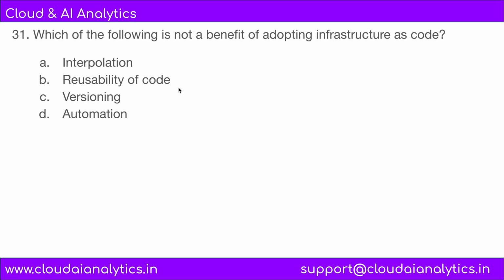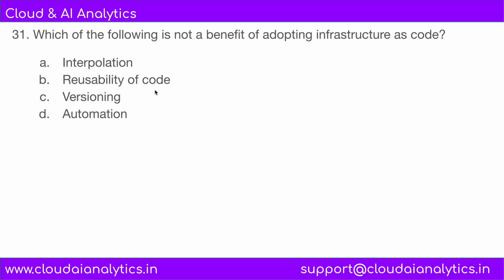Interpolation is not a benefit but a feature of adopting infrastructure as code tools like Terraform. Reusability of code is a major benefit of adopting infrastructure as code. The same goes with versioning and the same goes with automation. So the right answer to this question is option A, interpolation.